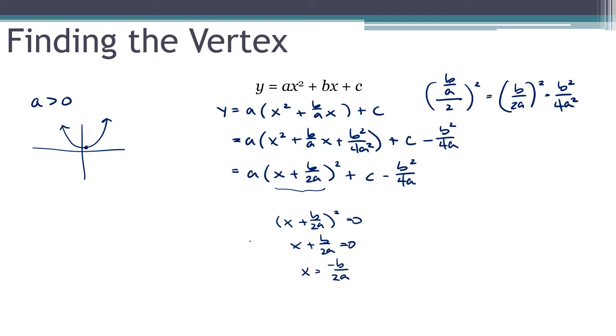And that's it. That's my formula. All right, that's my formula for the location of the vertex of a parabola. And now, what about when a is less than 0? You can kind of walk yourself through this if you like.